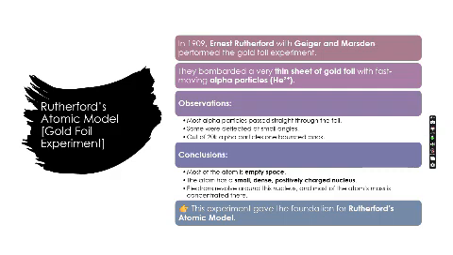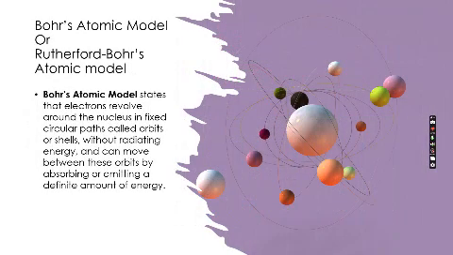So from the observations, what conclusions do we have? Most of the atom is empty space. The atom has a small, dense, and positively charged nucleus, and electrons revolve around this nucleus, and most of the atom's mass is concentrated there. Now, this experiment gave the foundation for Rutherford's atomic model. Now, this was the Rutherford's atomic model.